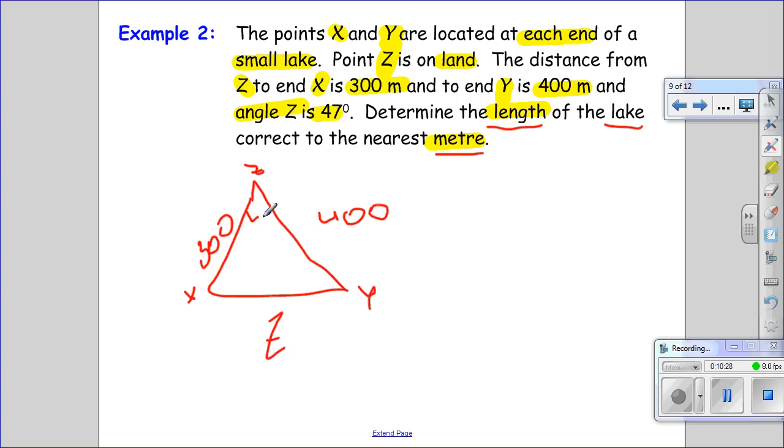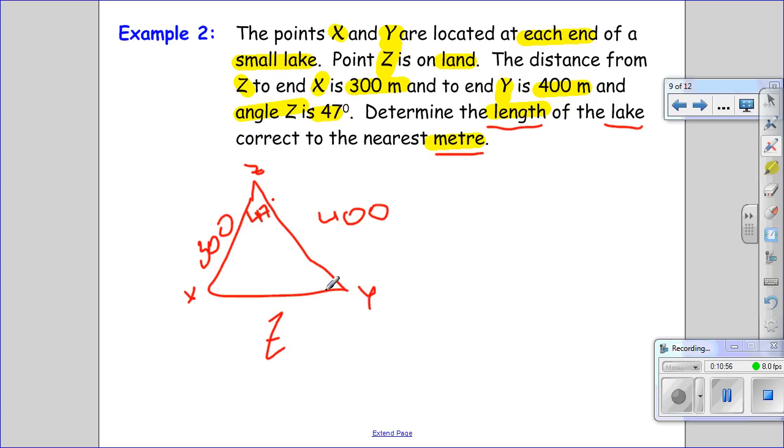Angle Z is 47 degrees. If I look at that, I have no way of finding any other information about the other angles. Let's run through the things we had for solving triangles. We had angle sum of a triangle theorem. We only know one angle. We can't use it. Pythagorean theorem and the primary trig ratios, they can't be used because there's no right angle. Sine law can't be used. There is no complete pair.